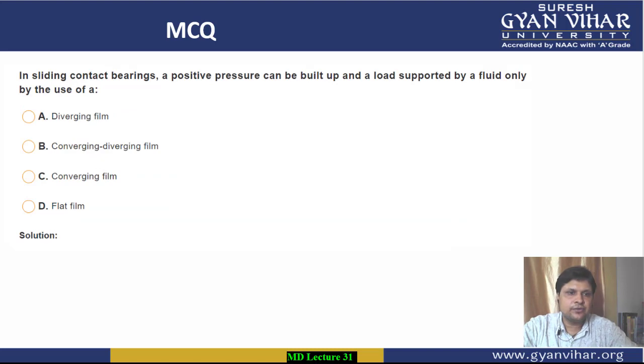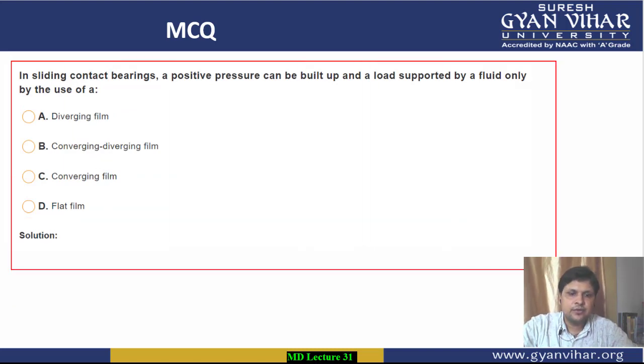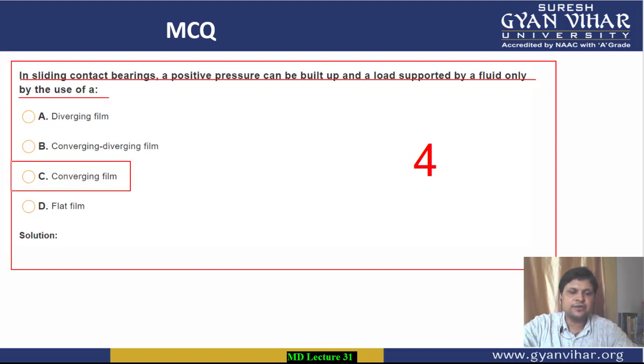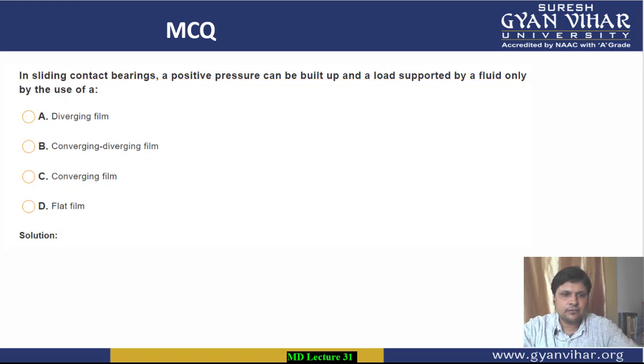Coming into multiple choice question number 4, students. What is the question saying? In sliding contact bearing, a positive pressure can be built up and a load supported by a film only by the use of... for building the positive pressure, we should have a converging film. We should have a converging film of oil between the journal and the bearing. So option C is the correct option.